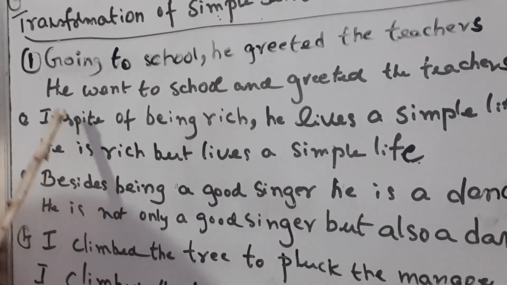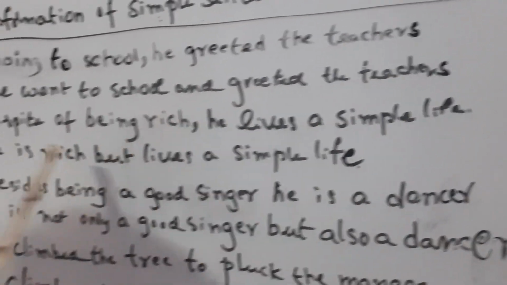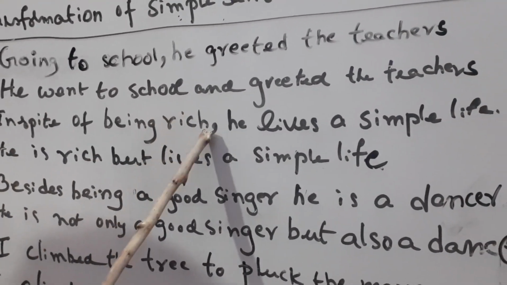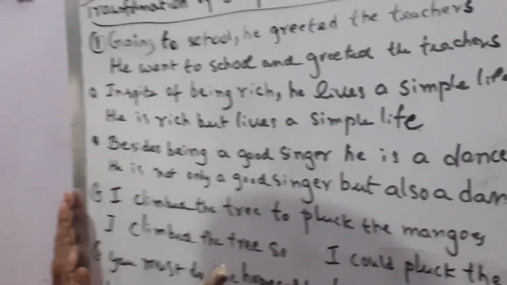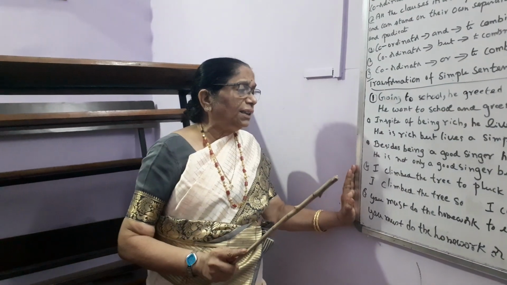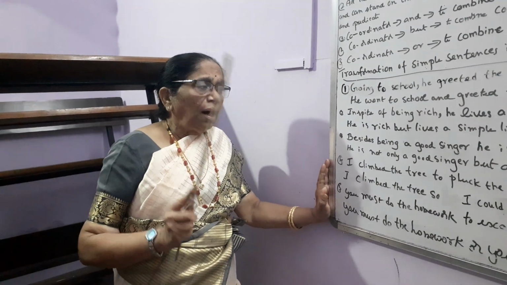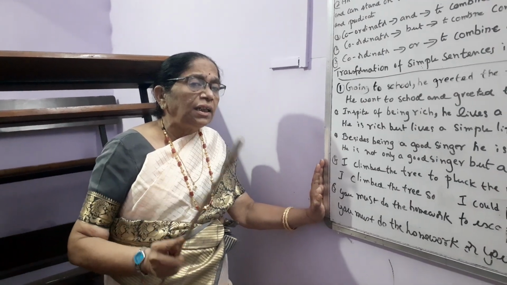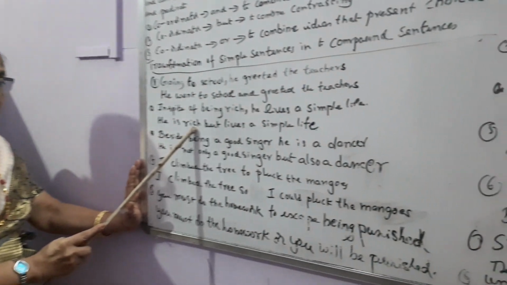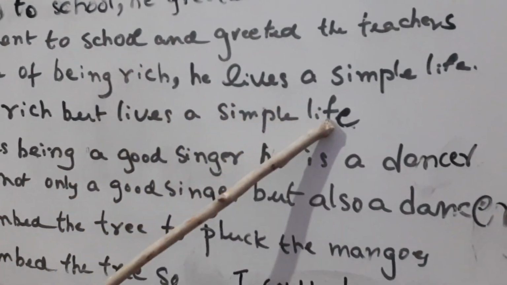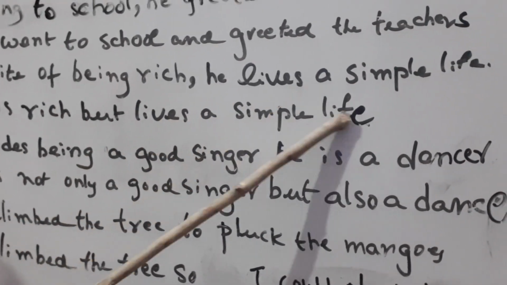Second one, in spite of being rich, he lives a simple life. Whenever a simple sentence has words like in spite of being, then the compound sentence will generally use but. Now see the answer. He is rich but lives a simple life.